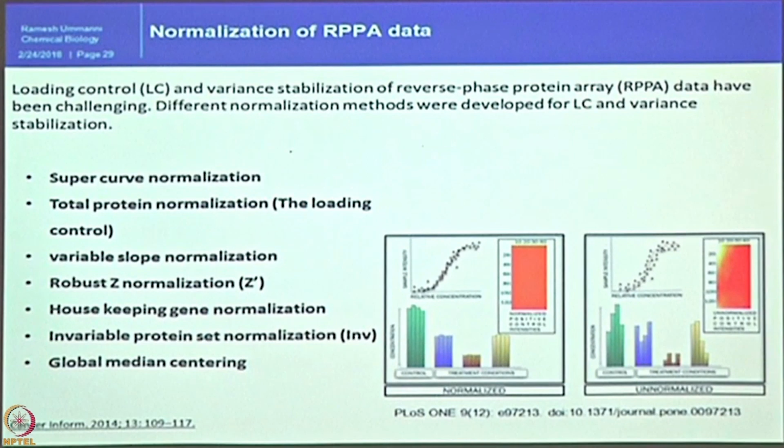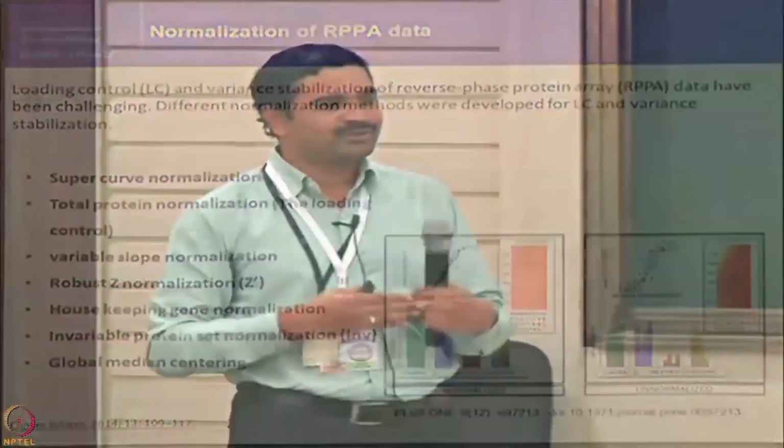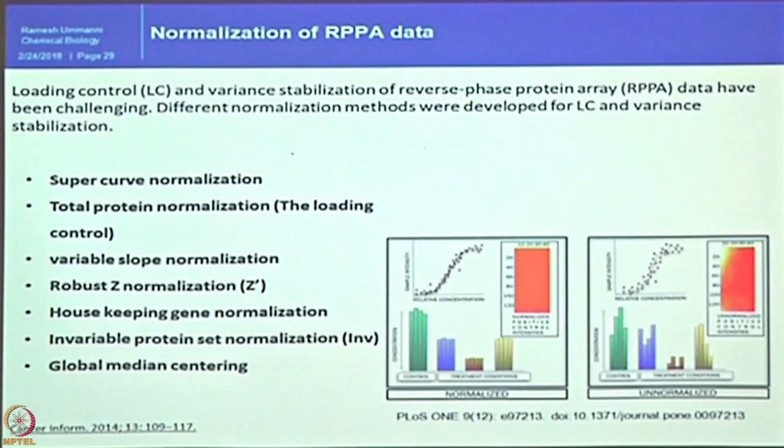Normalization is very difficult, because the protein estimation and extraction steps cannot be applied to 1000 samples in the same manner. If you do 10 samples, you will have 10 different values in terms of protein concentration and the method you followed. To avoid that, different normalization methods have been developed for RPPA data. Loading control and variance stabilization of RPPA data have been challenging. So, different normalization methods were developed for loading control and variance stabilization. Among them are supercurve normalization, total protein normalization, variable slope normalization and robust Z-score normalization.